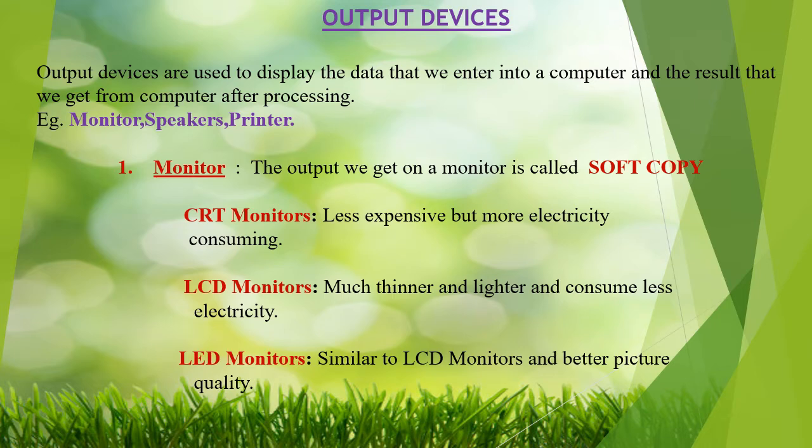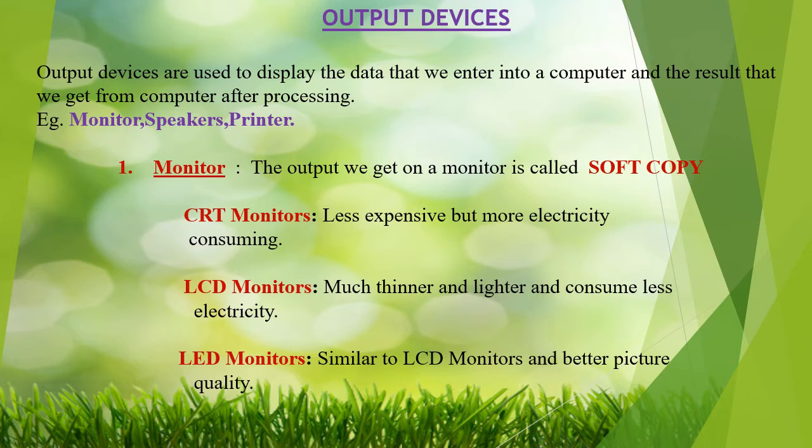Now we are going to study output devices. These devices are used to display the data that we enter onto the computer and the result that we get after processing. Examples of output devices are monitor, printer, speaker, etc. First, we are going to study the monitor. It is the most common output device, somewhat similar to your TV. The output that we get on a monitor is called soft copy.